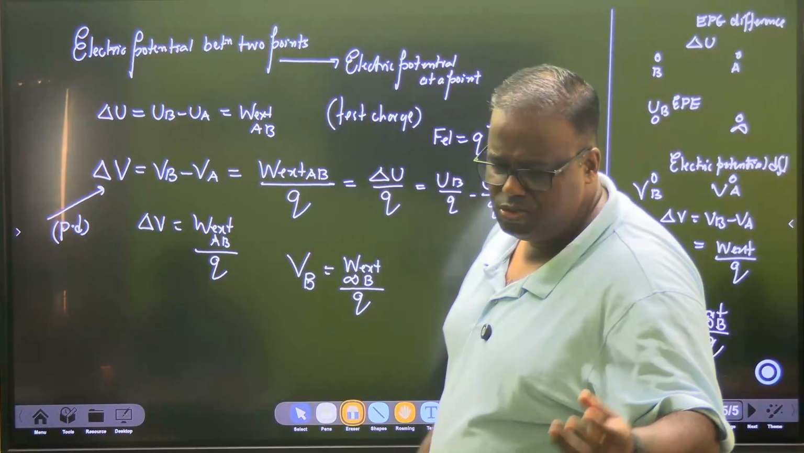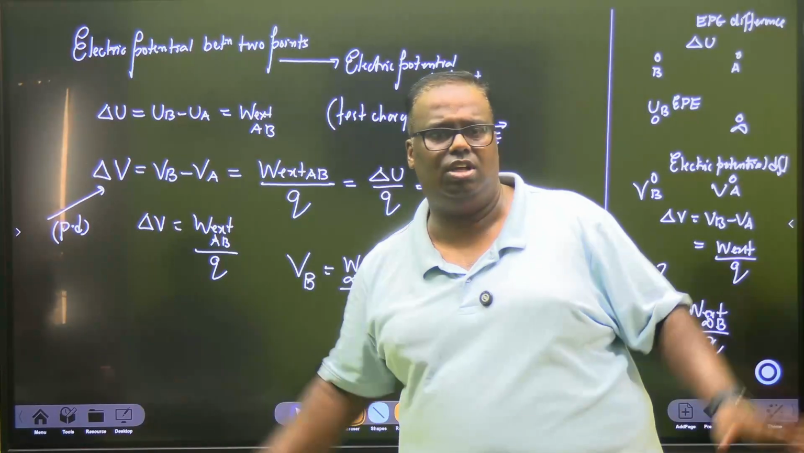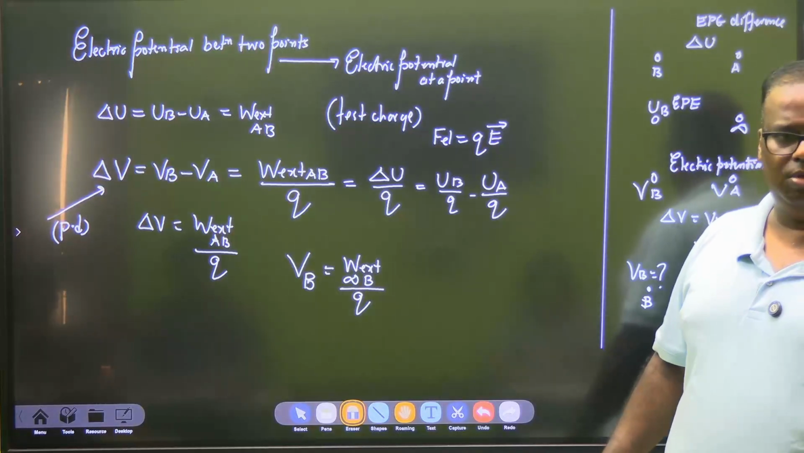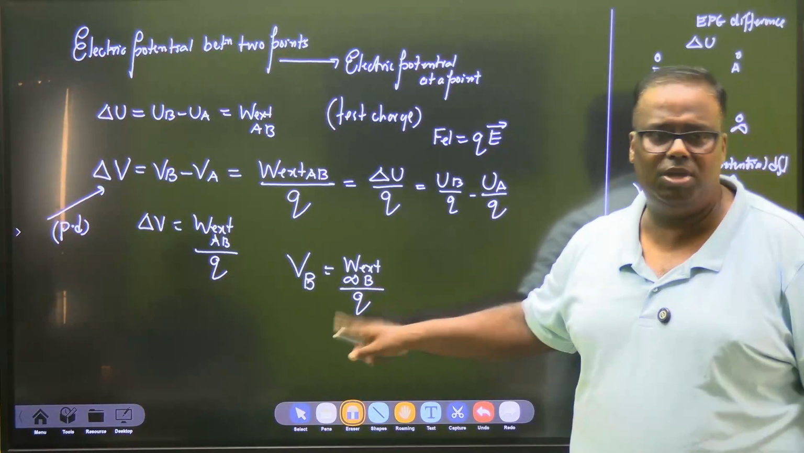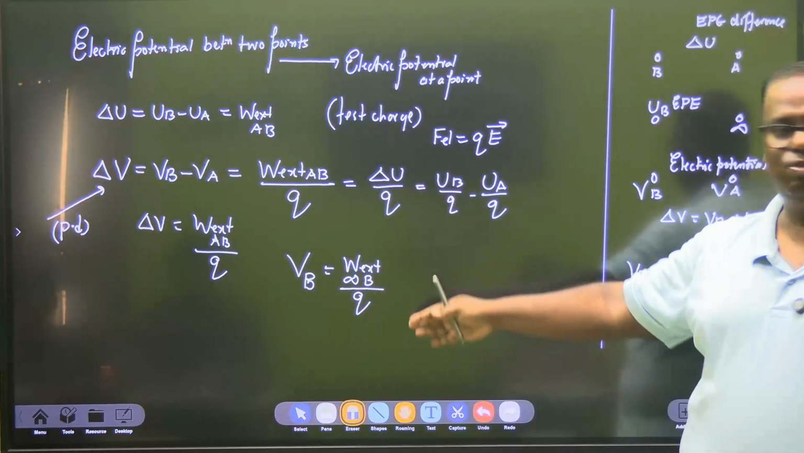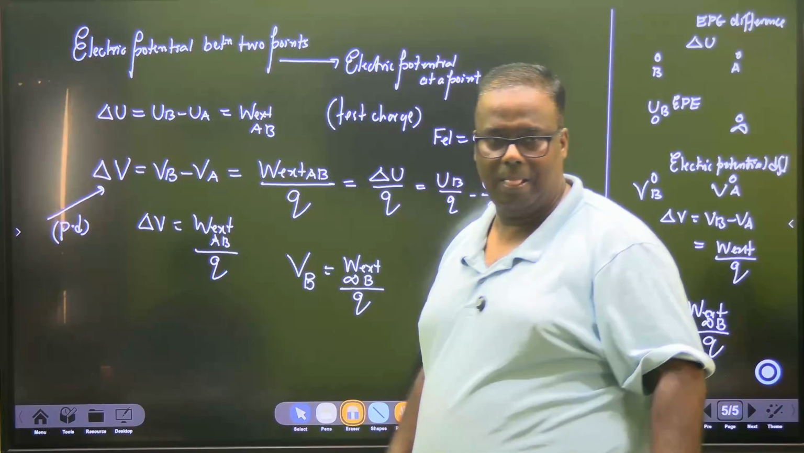Why are you being so considerate in bringing a very small test charge? Because now we have not seen our source charge. Let us bring 1 coulomb. How much will you bring? 1 coulomb. Because at the end of the day, you are dividing it by that 1 coulomb. So if he brings a Superman, you bring a grasshopper, it doesn't matter. You're going to divide it. And that will tell me what is the potential at that point.